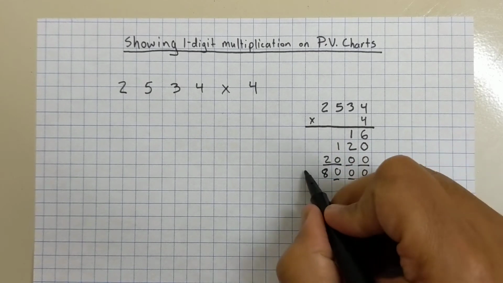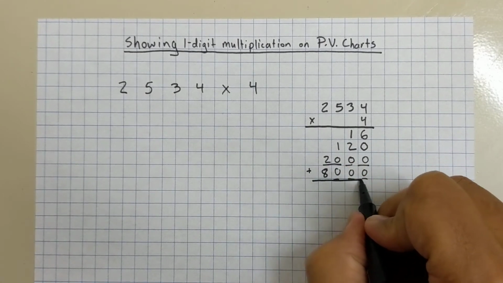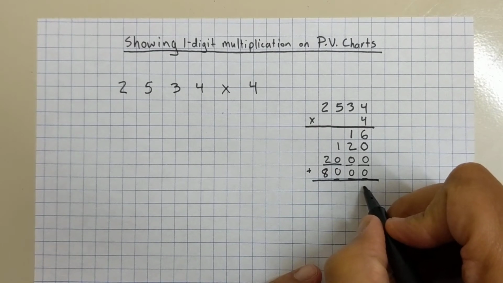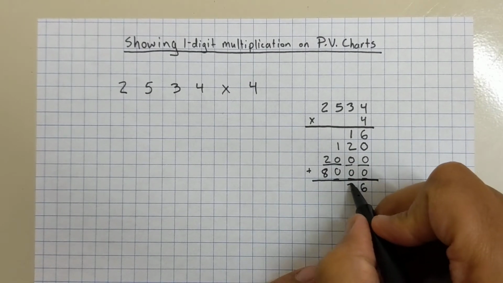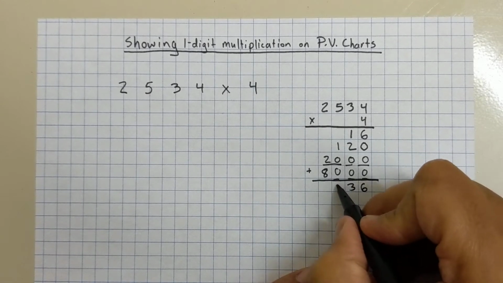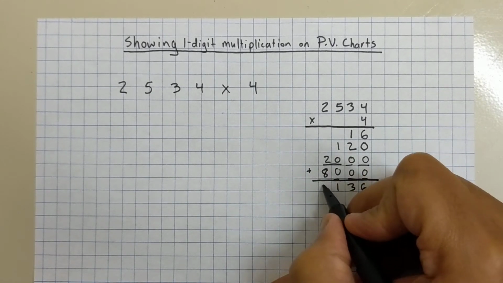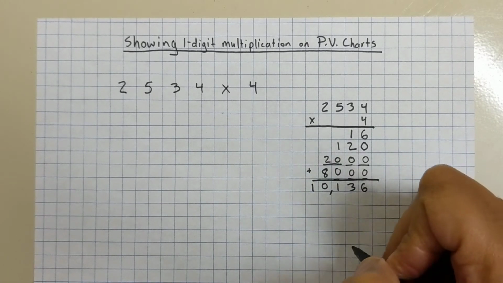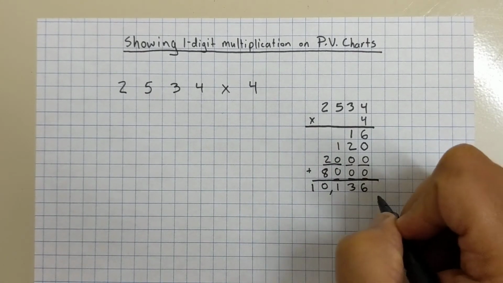Once I've got all these partial products, I put them together and do my addition. 6 plus all those zeros is 6. 1 plus 2 is 3. 1 plus a bunch of nothing is 1. 2 plus 8 is 10. I could regroup that, but it's just going to come back down here anyway to make 10,136.